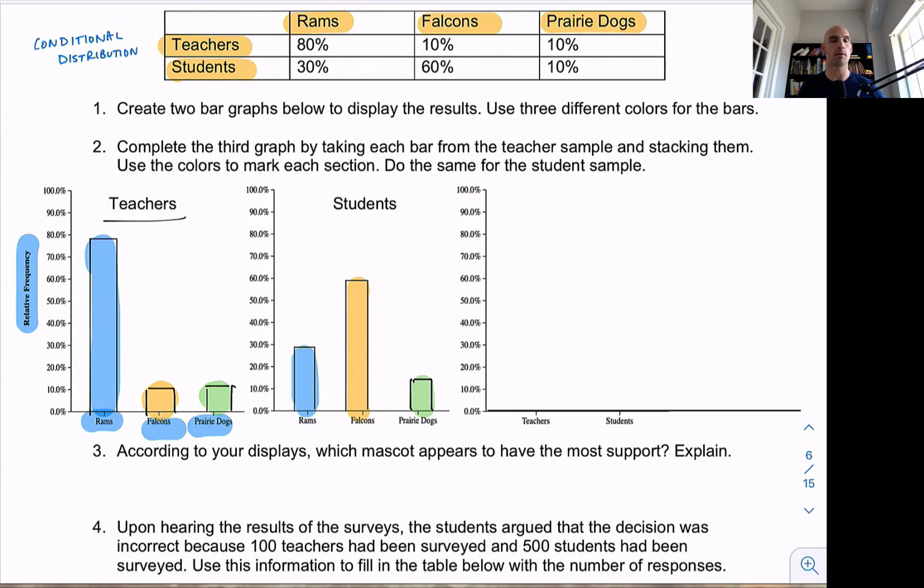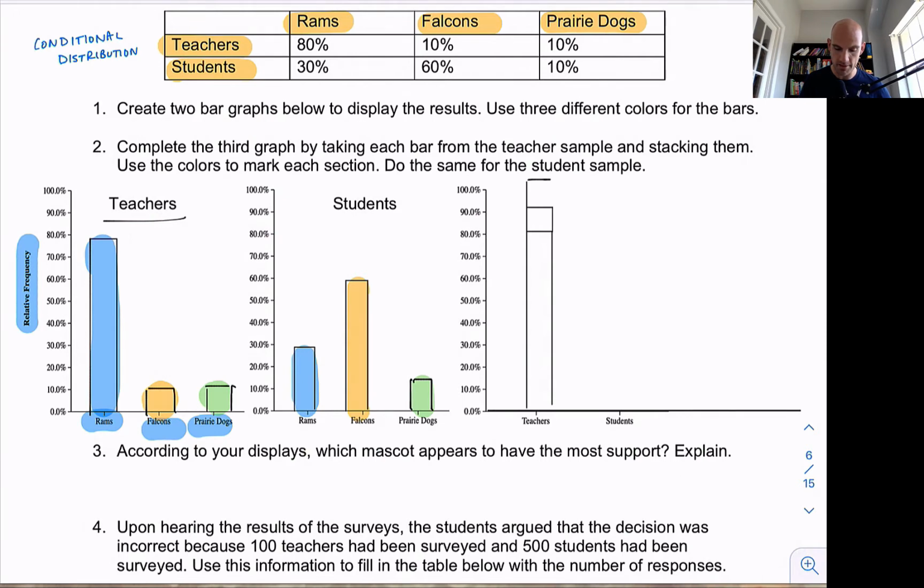So that was number one. Number two is complete the third bar graph by taking each bar from the teacher sample and stacking them. Use the colors to make each section. Do the same for the student sample. So this is what's going to be our stacked bar chart, our segmented bar chart. So for teachers, we're going to have Rams, Falcons, Prairie Dogs. Rams is going to go up to 80. Falcons is going to stack on top of that, and Prairie Dogs on top of that.